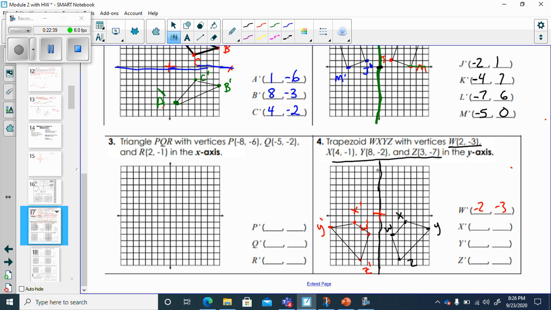So I'm going to go through all of these and just change them. If that's 4, -1, that'd be -4, -1, wouldn't it? Y would be -8, -2. And Z would be -3, -7. You could find this out simply by reading the points off the graph.